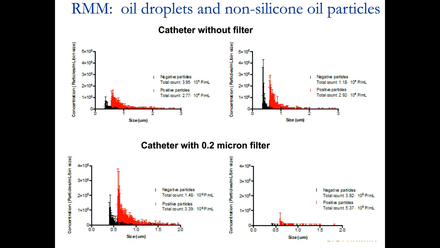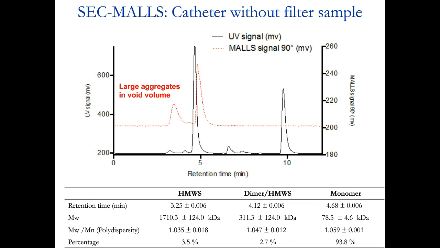Now, without the filter, we see a lot of particles that are non-silicone oil, so those are the red bars here. Archimedes doesn't allow us to know for sure if those are protein or some other material that is less buoyant than water. But what we can do is look at SEC-MALS, and what that points to is that we actually see a lot of larger soluble aggregates that elute in the void volume by light scattering, which would indicate to us that there likely is quite a bit of protein particles being measured by that Archimedes.